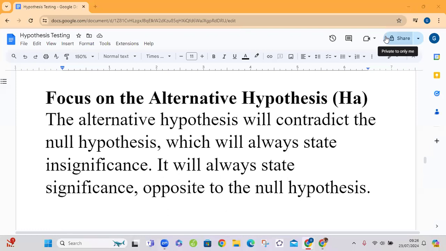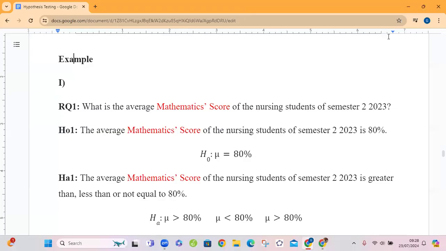So here we have a little focus on the alternative hypothesis, symbol HA. The alternative hypothesis will contradict the null hypothesis, which will always state insignificance. So the alternative hypothesis will always state significance. It will be opposite to the null hypothesis. Here are some more explicit examples.